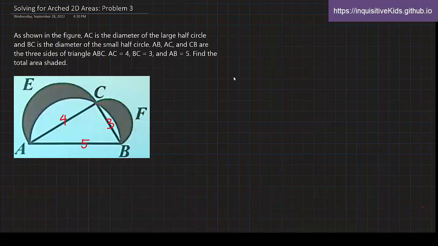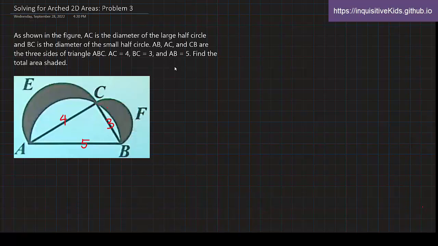So what is an expression we can use to write out the shaded area? Well, if you think about it, it's really this triangle ABC right here. You can first take the total area of the entire figure, right? That would be the large half circle plus the small half circle plus triangle ABC. And then what you can do is subtract the area of this unshaded semicircle right here. And then you get the shaded part.